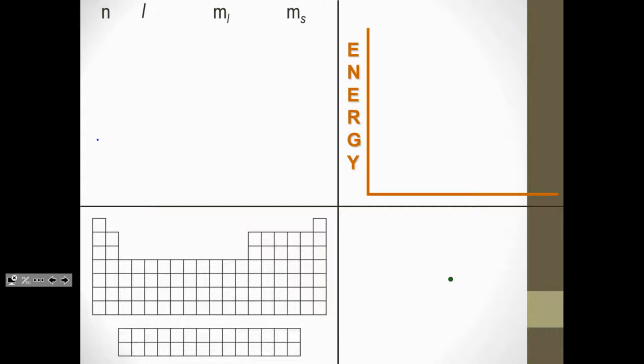Well, howdy students. This is going to be a video that explains how the four quantum numbers come together to fill atomic orbitals, where they're at on the periodic table, and their atomic orbital diagrams.